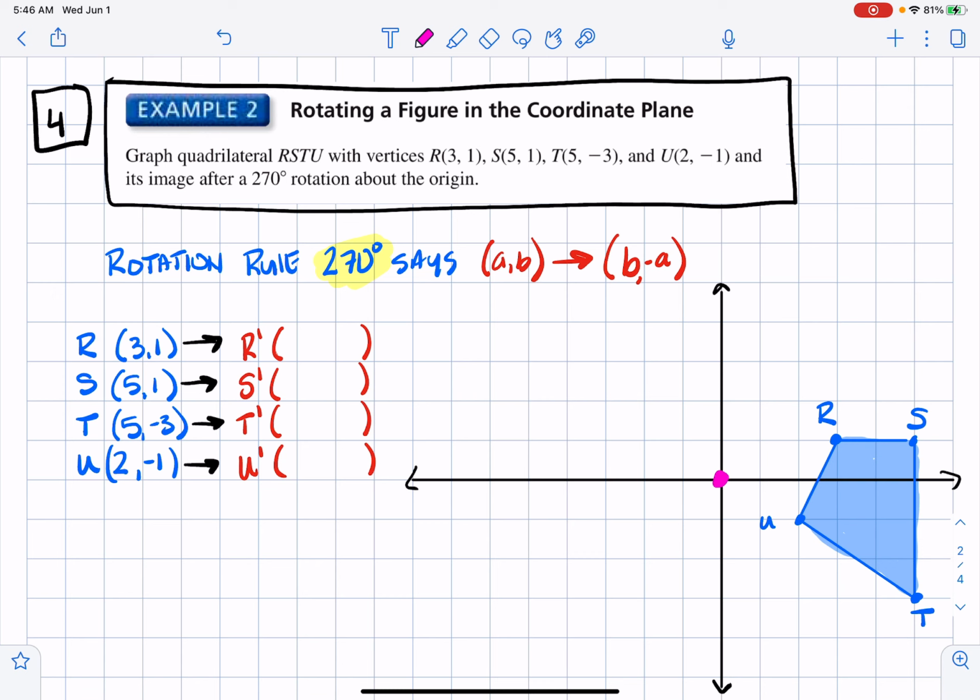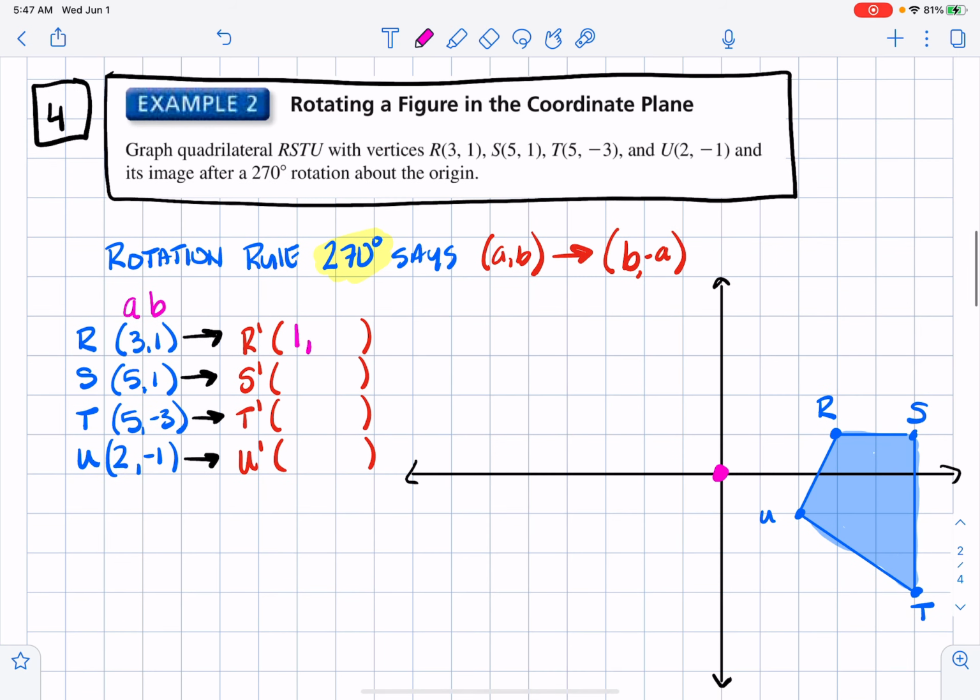So if my original point R is (3, 1), remember the A is acting like the 3 and the B is acting like the 1. Let's turn that into (B, negative A). So that would be (1, negative 3). So if I graphed (1, negative 3), that's where R prime goes. So (1, negative 3) would be 1 and 1, 2, 3. So that'd be here. Okay. So this would be R prime.